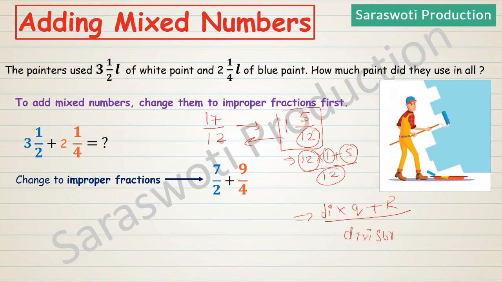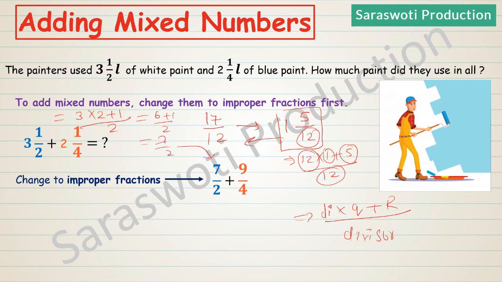So now we have here 3 1 by 2. This is simply 3 into 2 plus 1, divided by 2, that's equal to 6 plus 1 by 2, that is equal to 7 by 2. And that's what we have got here.